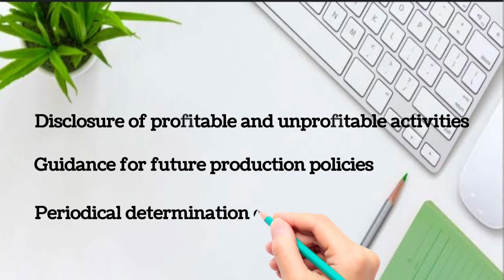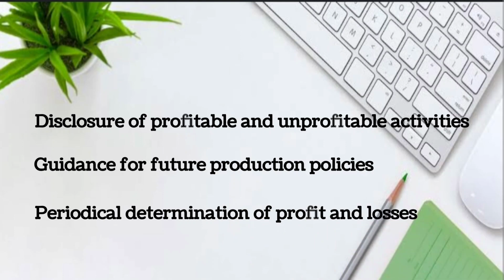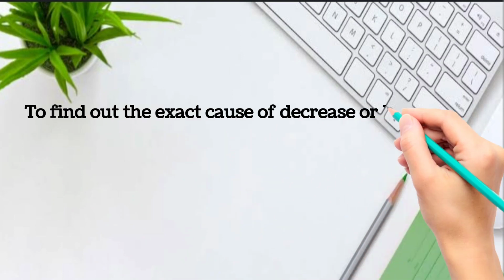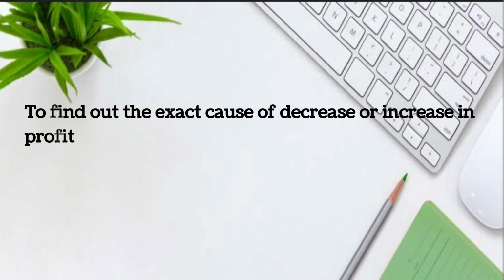Periodical determination of profit and losses. As we all know, cost accounting helps us to determine the periodical profit and loss of a product. It helps to find out the exact cause of decrease or increase in profit. With the help of cost accounting, any organization can determine the exact cause of decrease or increase in profit. That may be due to higher cost of product, lower selling price, or maybe due to unproductive activity or unused capacity, etc.